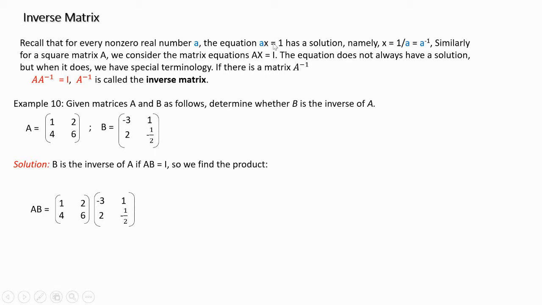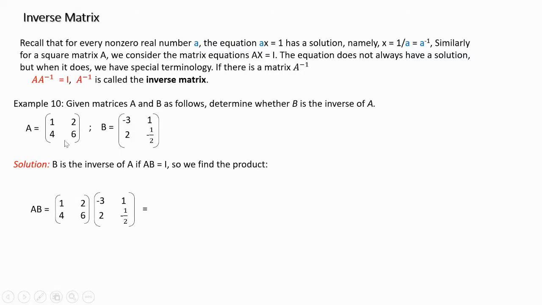Because A times 1 over A will give you 1. You see, there's 1 over A. So this is the notation for inverse. With the exponent of -1, that means it's the inverse. Similarly, for a square matrix, we consider the matrix equation matrix A times matrix X equals the identity. So in other words, A times its inverse is the identity. So A to the -1 is called the inverse matrix.